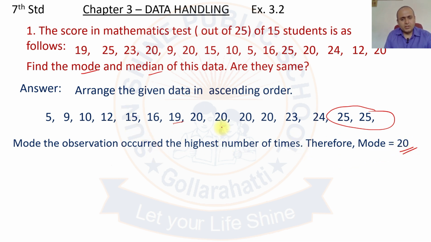So the number that appears more times, we call it mode. Therefore here 20 appears more times, so we call it mode is equal to 20.